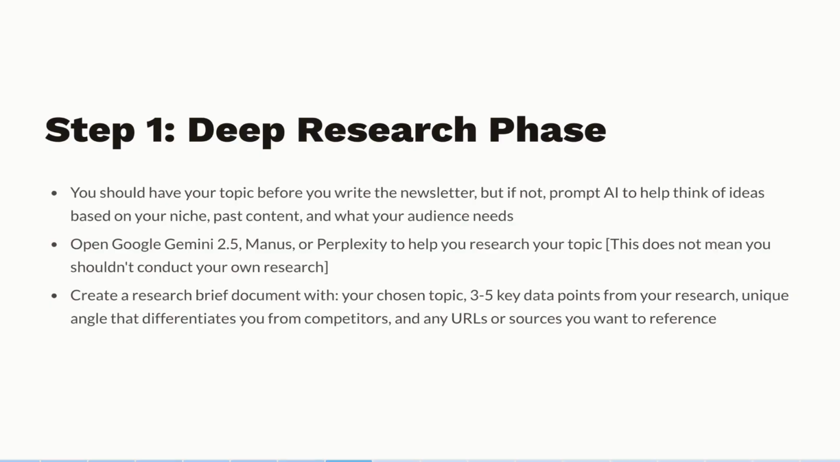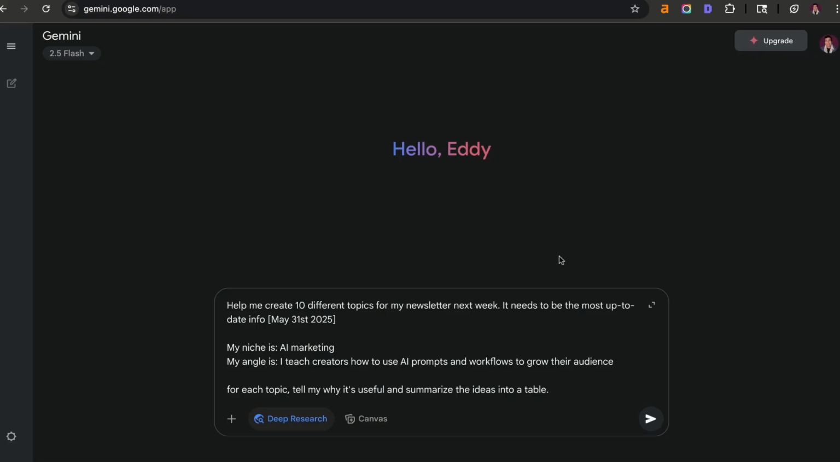So step number one in this phase is you should already have your topic before you write the newsletter, but if not, we can prompt AI to help us think of ideas based on our niche, our past content, and what our audience is looking for. And this does not mean that you shouldn't conduct your own research, but with the help of AI, why not use it? So inside of Gemini 2.5 Flash, I'm on the free version here.